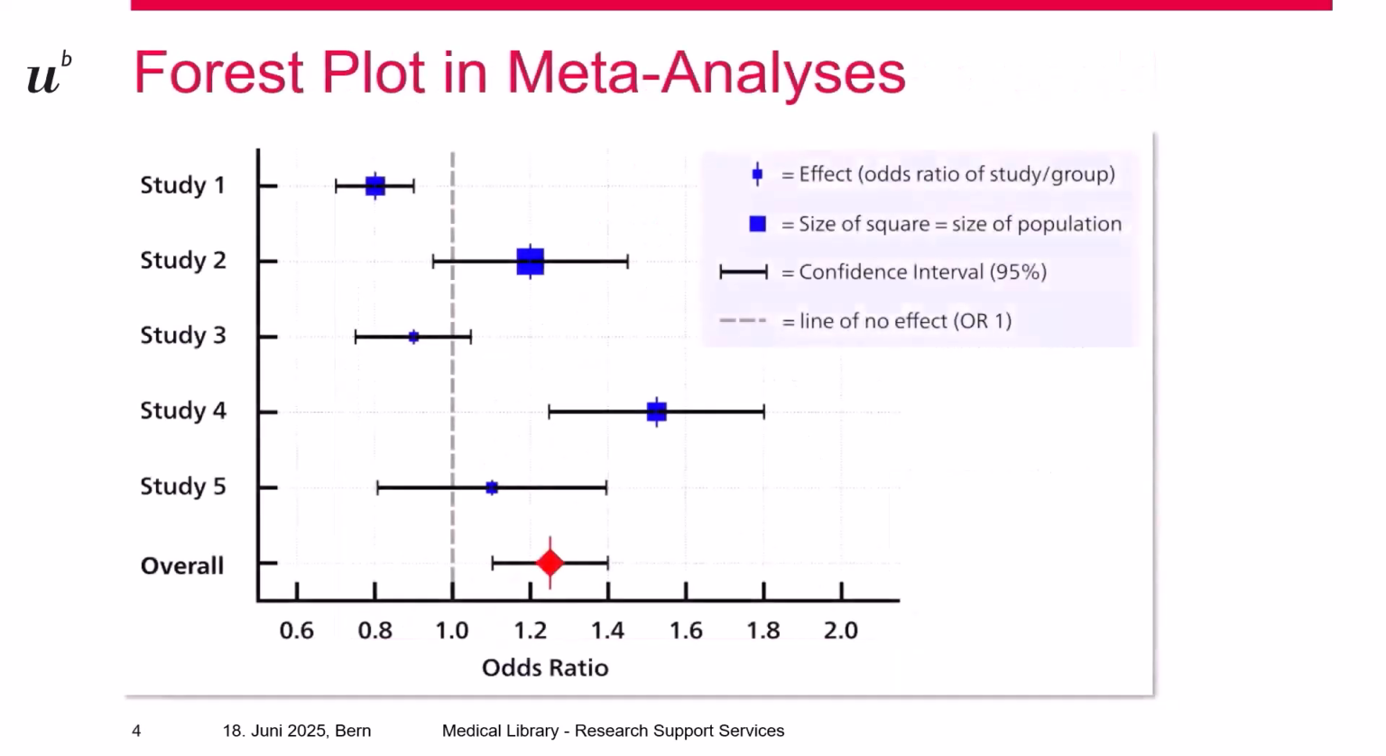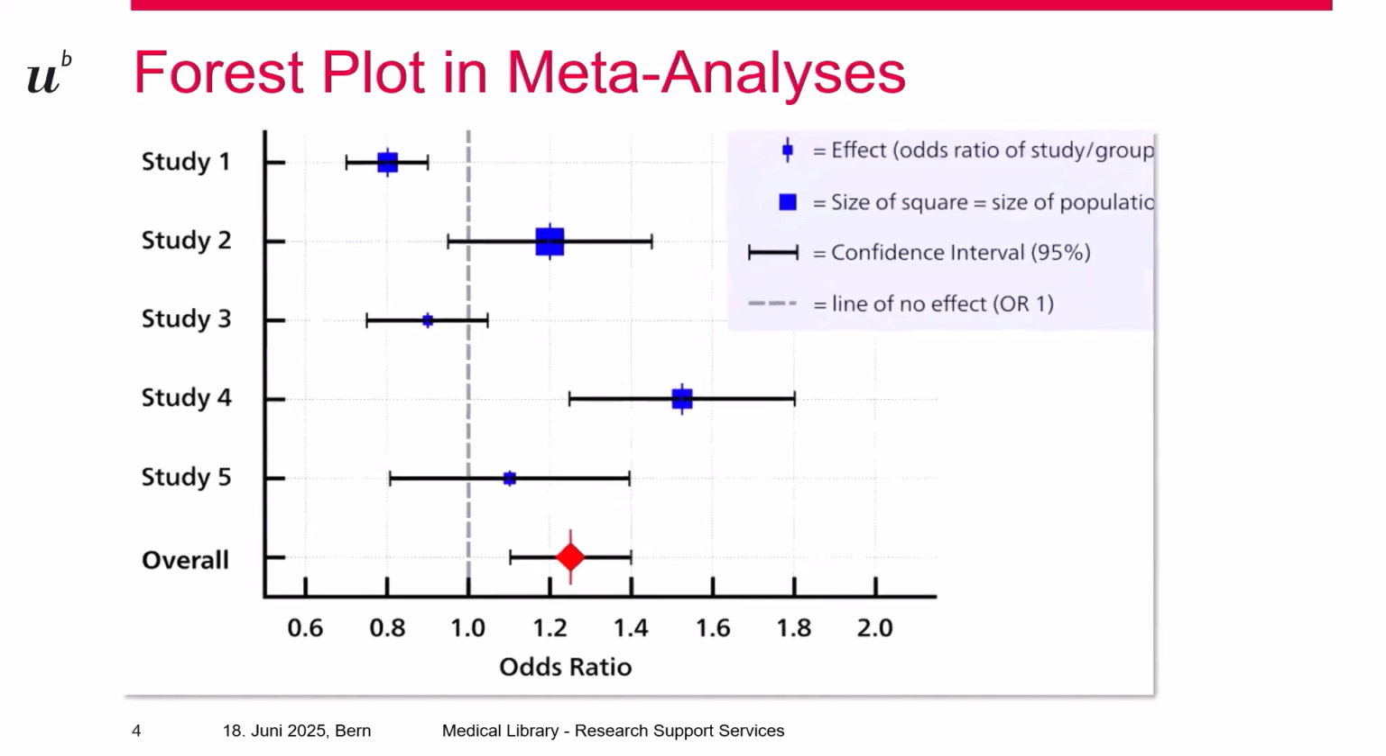So let's get back to the forest plot. In this example, we have the population size, the odds ratio, the confidence interval, and the line of no effect. Let's examine these values so that we can interpret the forest plot.